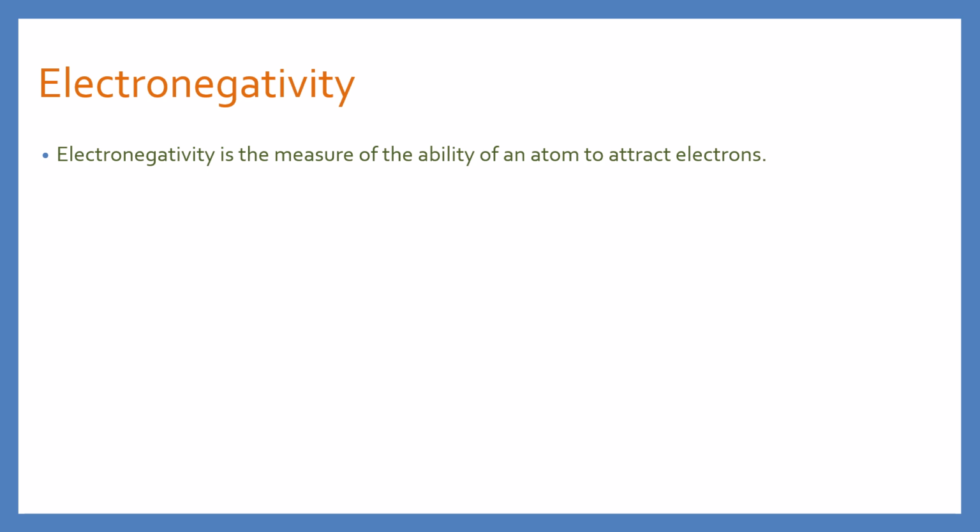Electronegativity is the measure of the ability of an atom to attract electrons. In simpler terms, this is a way of saying electrons like to spend more time on certain atoms than they do on others. Electronegativity as a periodic trend increases from left to right and up the periodic table. So fluorine is going to be your most electronegative element. You'll notice that we're not really including the noble gases in this trend.